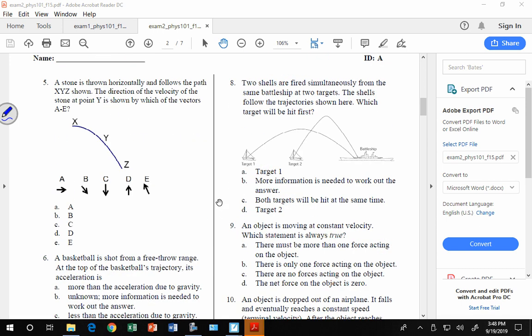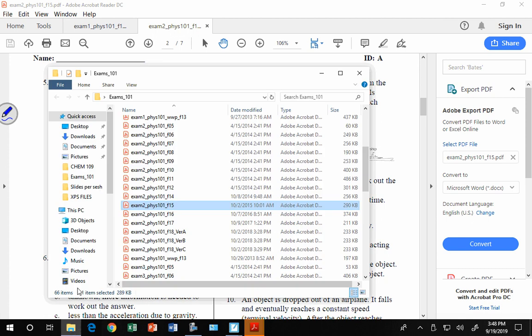All right. You want to look at vectors some more? Yes. Okay, so let's go back to exam 1.